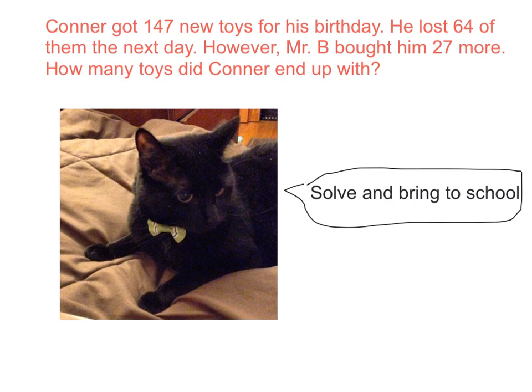Alright, your final problem is going to be a problem all about Connor and his birthday. It says Connor got 147 new toys for his birthday. He lost 67 of them the next day. However, Mr. B bought him 27 more, which didn't leave Mr. B with very much money. And how many toys did Connor end up with? So Connor wants you to solve this, bring it to school, and I will see you tomorrow.